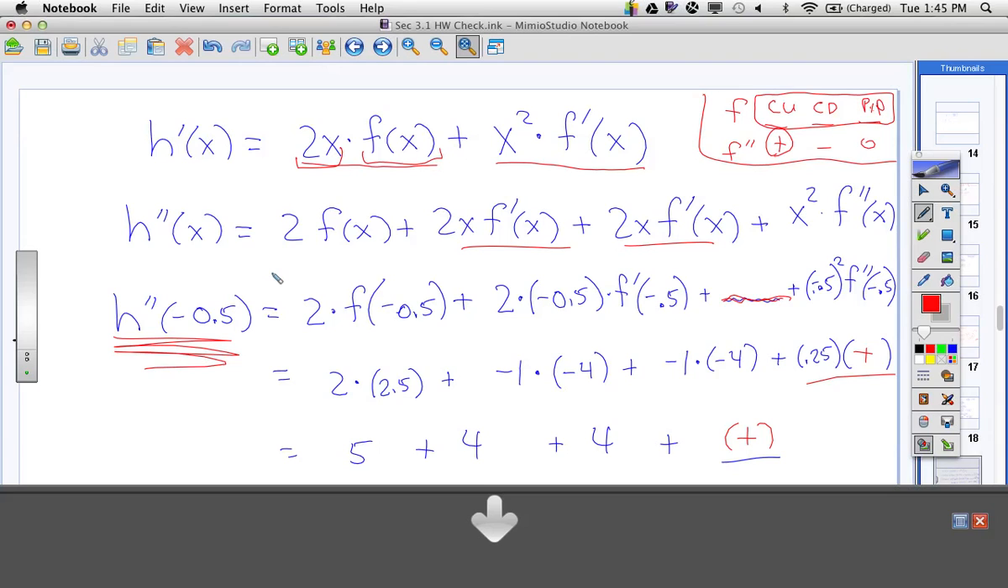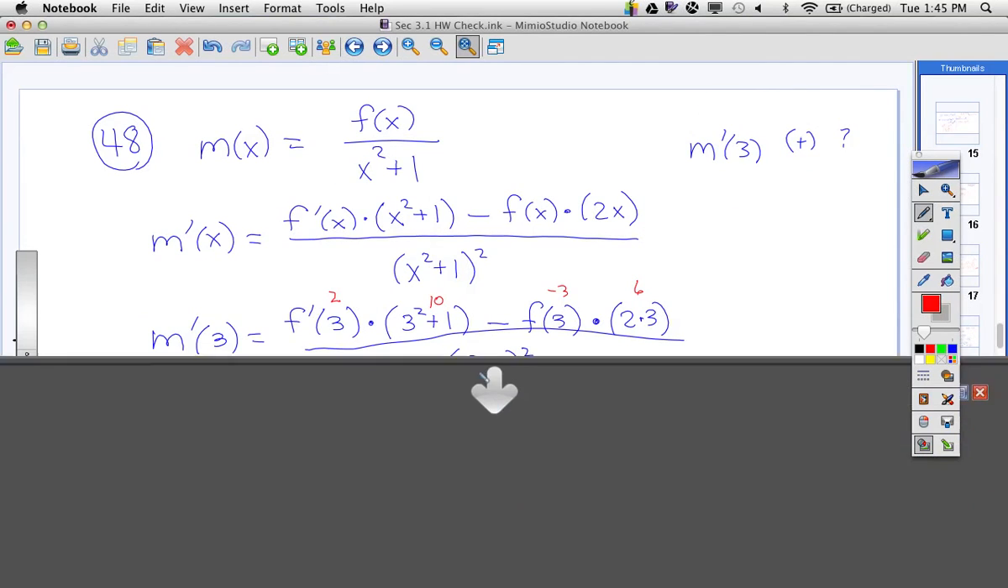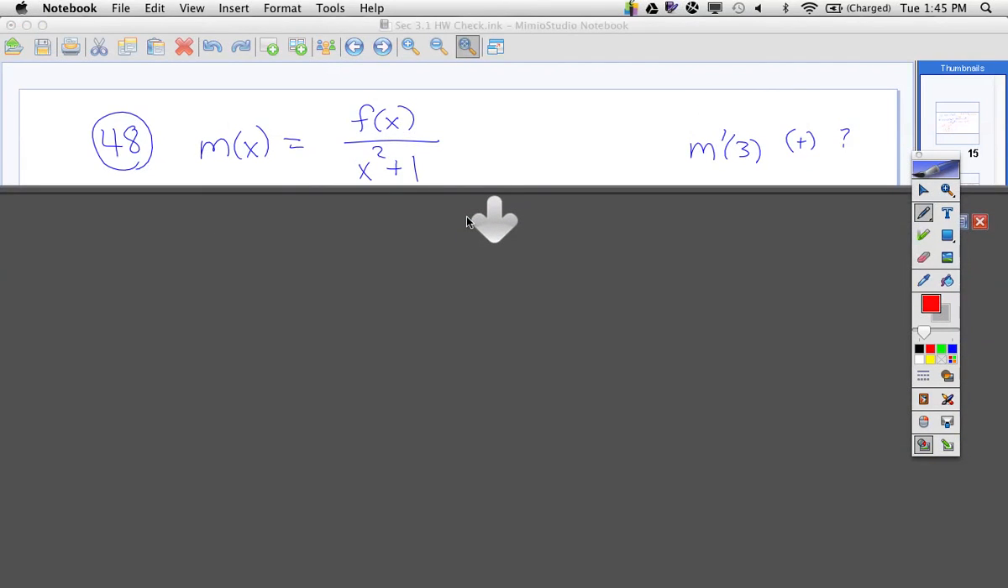You had to find M prime of this or M prime of that. And I want to talk about 48. Okay, so on 48, we've got m, and they ask, is m increasing at 3? Well, if m's increasing, what do you need? M prime to be positive at 3. So that's the question, is m prime positive?